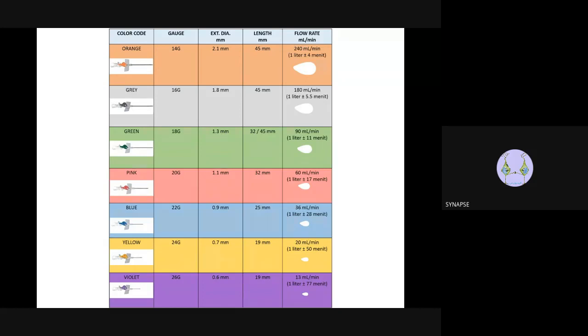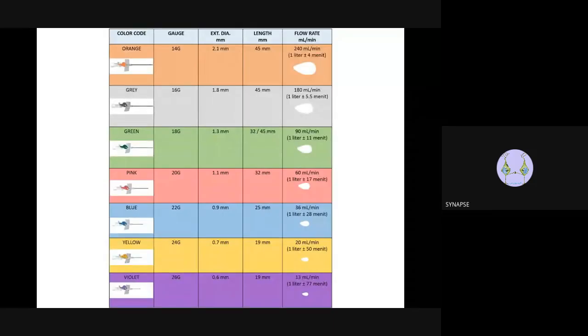So if the gauge number increases, the diameter is going to decrease, and hence the flow rate is going to decrease. So just remember, bigger the number, lesser the flow. Just try to remember this. If you keep seeing these cannulas, remembering it, green is 18, pink is 20, blue is 22, yellow is 24.